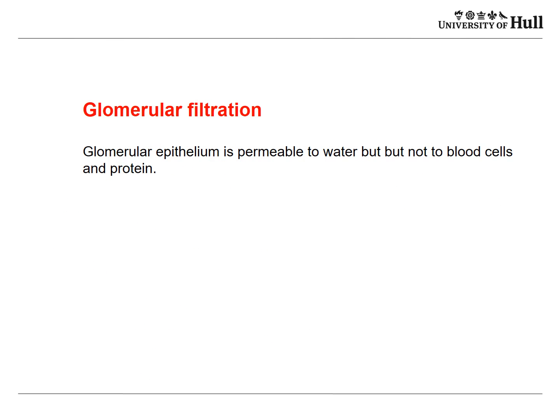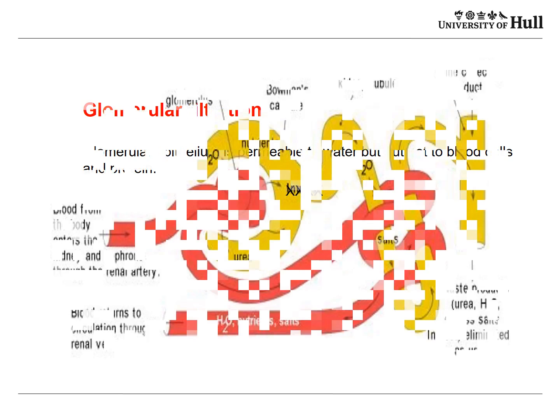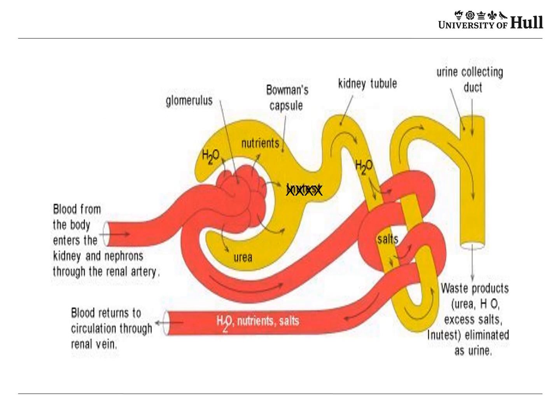So the first process in the kidney is glomerular filtration, and the glomerular epithelium is permeable to water but not to blood cells and to proteins, as shown in the next diagram. So this is slightly more detail. Here you can see at the glomerulus, where the glomerulus is in close proximity to the Bowman's capsule, water, some nutrients, and urea pass into the Bowman's capsule.